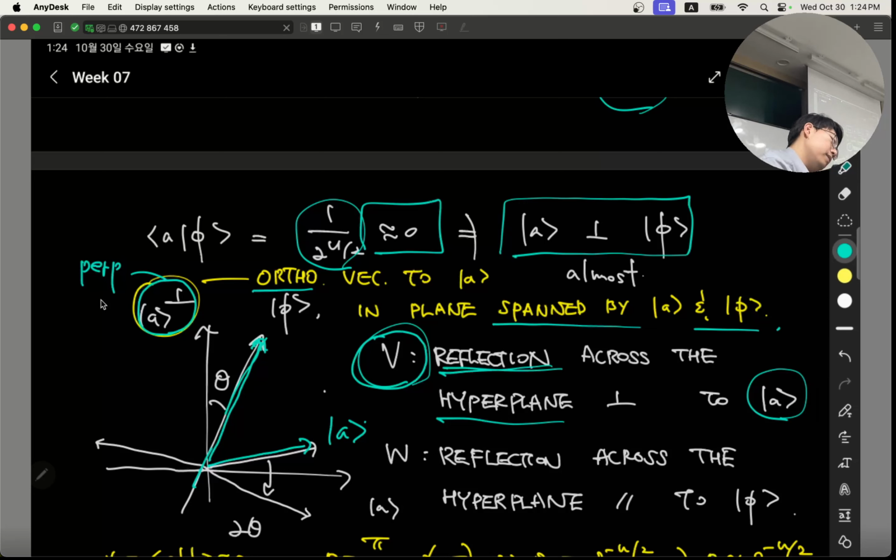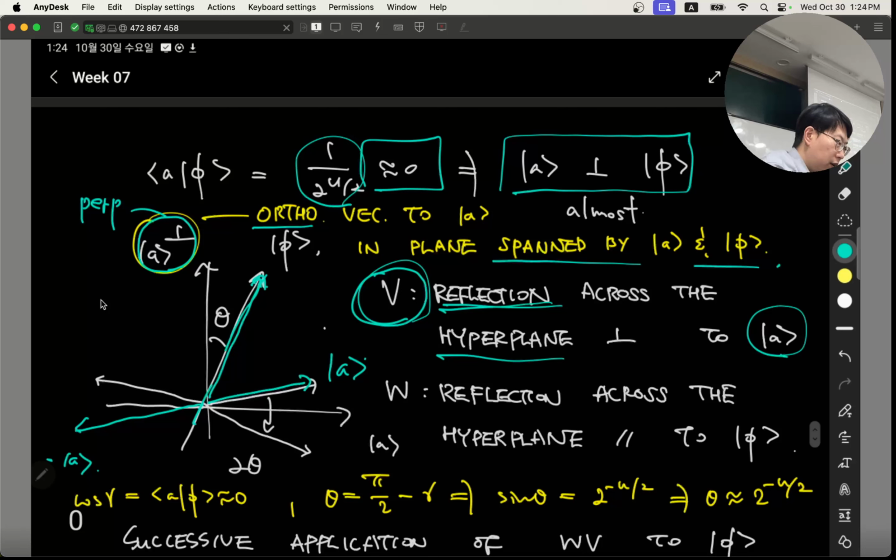So let's see. If A is applied to V, it goes to here, right? Minus A. So I get a little bit confused with this. Which one should I take as approximately 0, and which one shouldn't I? But let's take it this way. V is a reflection across the hyperplane perpendicular to A, which means that it reflects along this A perp direction. Okay, so it reflects across the A perp direction.